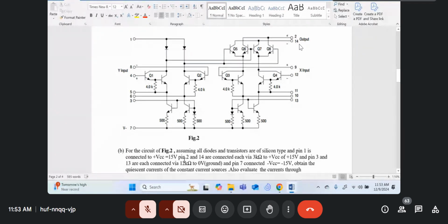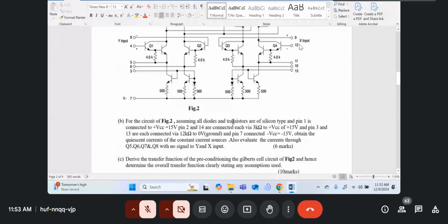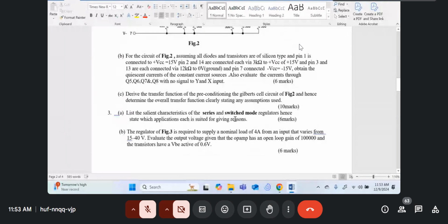What is this? Pin number 2 and 14. Yeah, because this one should go to the load. Okay, there's supposed to be a 3K resistor to the load. Then I tell you how to connect all these pins. All the students, they ignore. In fact, some of them start answering their own questions.